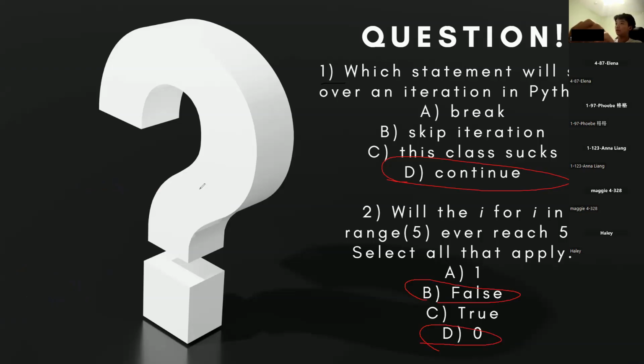Why? Because every single time we're going through the numbers 0 to 4. For i in range 5, every time we're here, we're checking whether i is less than 5. Well, 5 is not less than 5, so i will never reach 5.